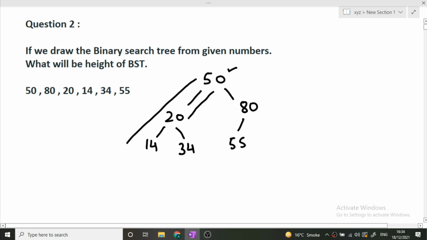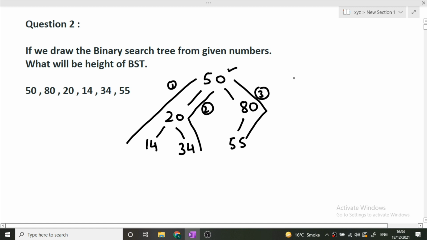Next path is 15, 20, 34, and next path is 50, 80 and 55. So these are the 3 paths that are available to us, and you can see that these three paths are of exact same thing. That is, total number of nodes that are coming in the longest path are same. There are 3 nodes here, in second path also 3 nodes are there, and third path also 3 nodes are there. So it means that if we choose any path, our answer will be correct only.